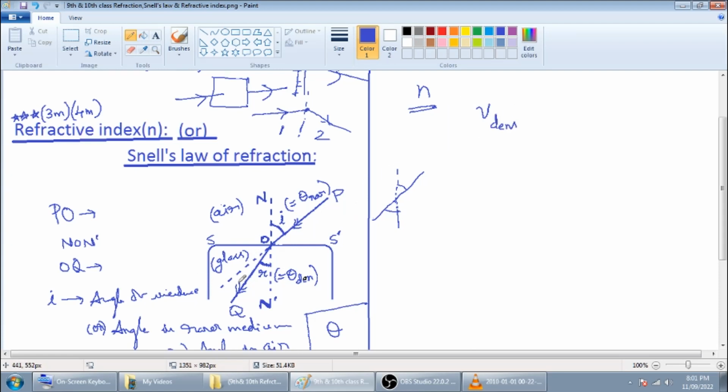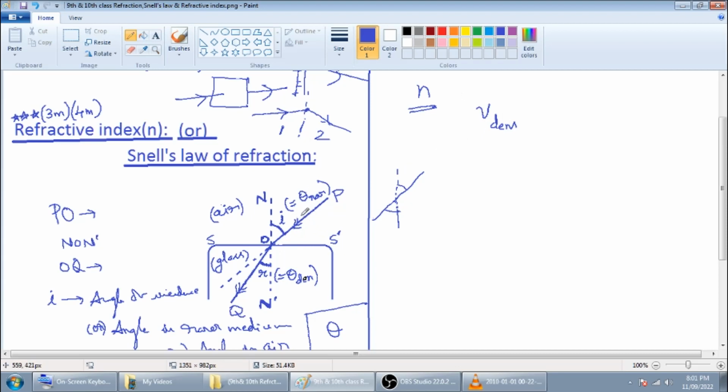So in a denser medium like glass, the velocity of light is decreasing. If it decreases to a very low value, meaning if the velocity of light is very low, the refractive index will be very high. That way it is said to be somewhat inversely related to the velocity of light in the denser medium. Now the same way, what about the velocity of light in the rarer medium?